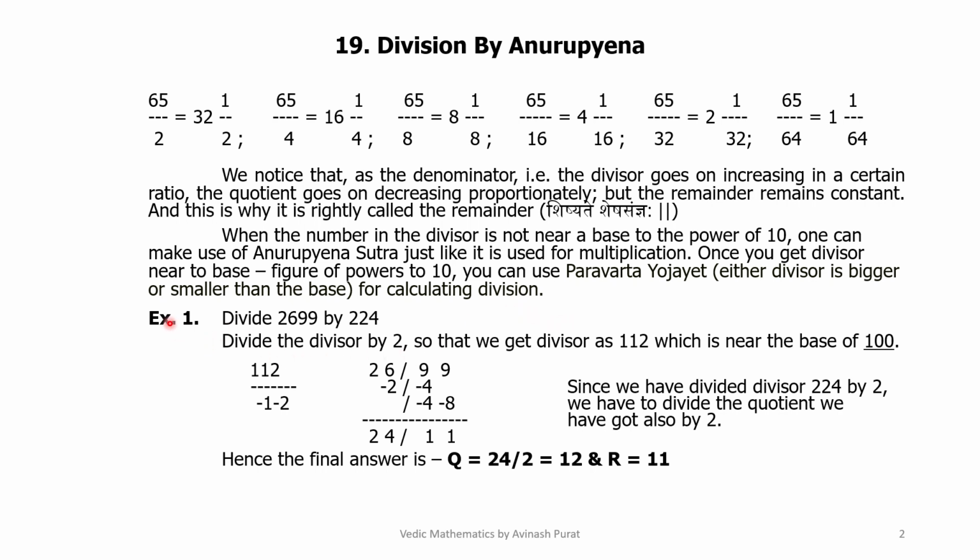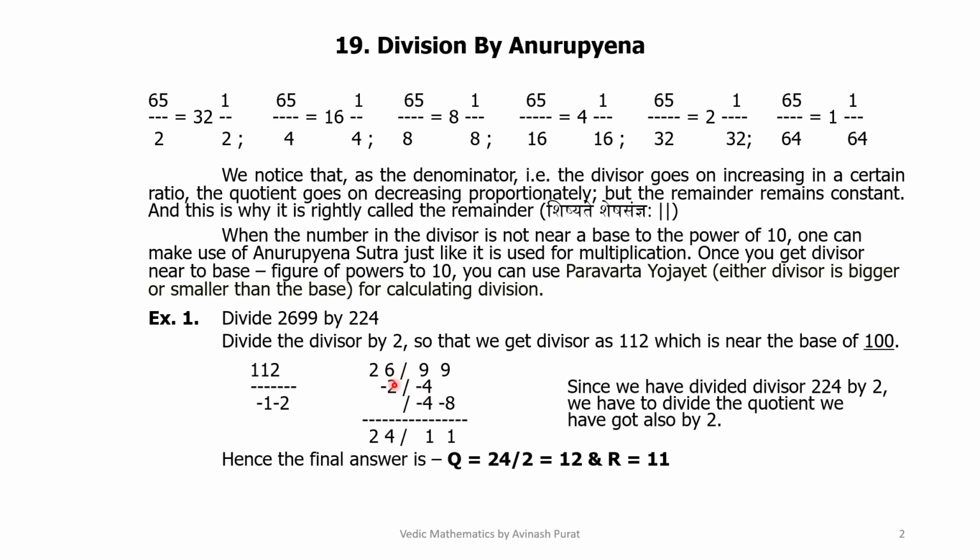Now, example 1. Divide 2699 by 224. Divide the divisor by 2 so that we get divisor as 112, which is near the base of 100. Now 112 is the divisor. Difference between base and divisor is -1 -2. Now 26 stroke 99 is the dividend. 2 is brought down. 2 multiplied by -1 -2 is -2 -4.